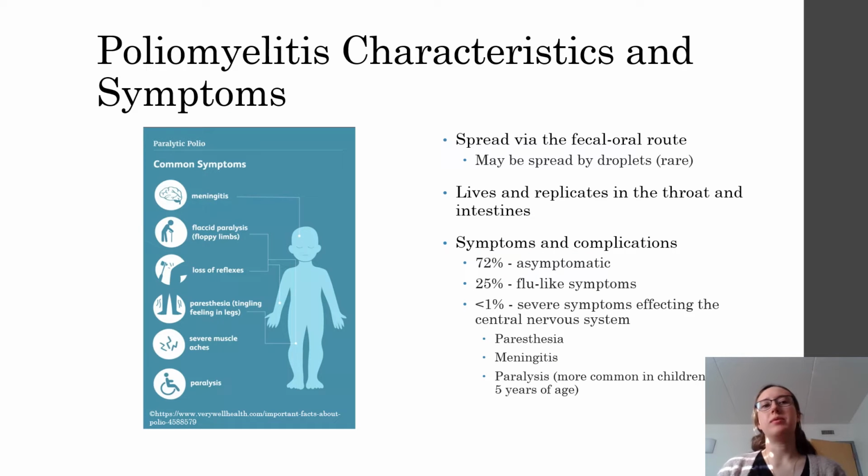The common symptoms and characteristics of poliovirus. Poliovirus is spread via the fecal-oral route. This is the most common way that it is spread. However, it can be spread by droplets as well, such as sneezing or contact with bodily fluids. This method of transmission is much more rare, though. Once the poliovirus enters the patient's system, it lives and replicates in the throat and intestines.